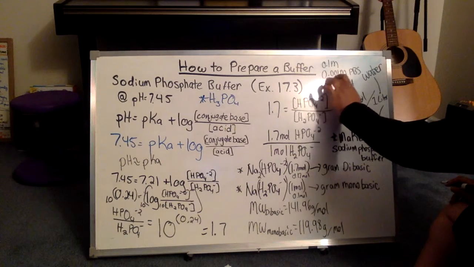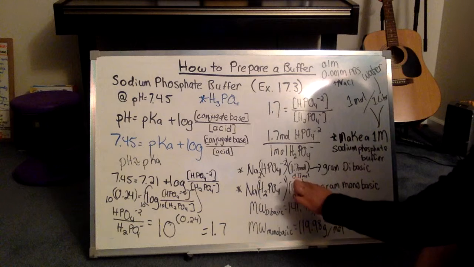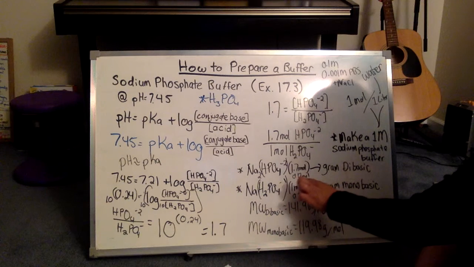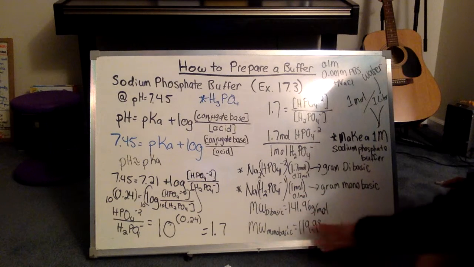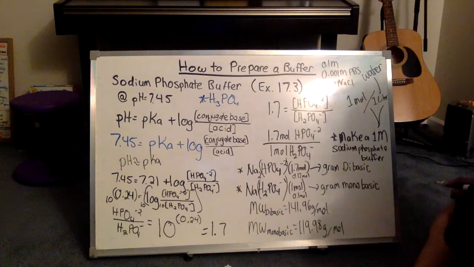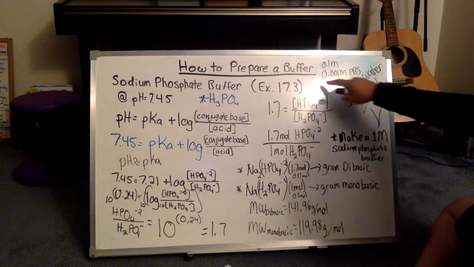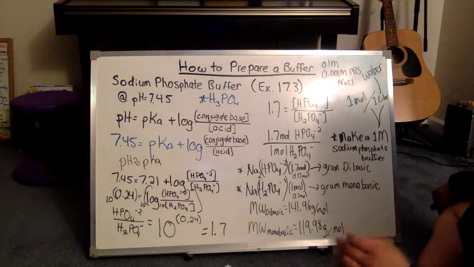If you wanted to make a 0.001 molar solution, then this would be 0.017 moles, and this would be 0.001. You would use the same formulas to then figure out the grams. You'd mix that in with 1 liter of water, and then you would be able to make a different concentration of buffer. So that's how we make buffer.